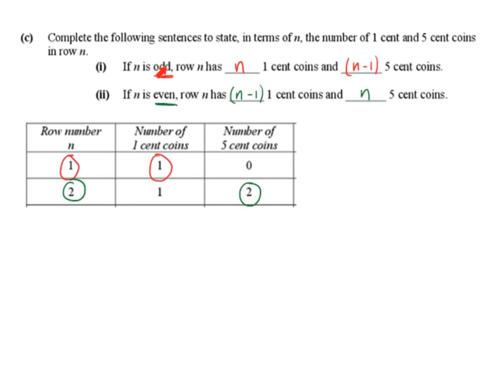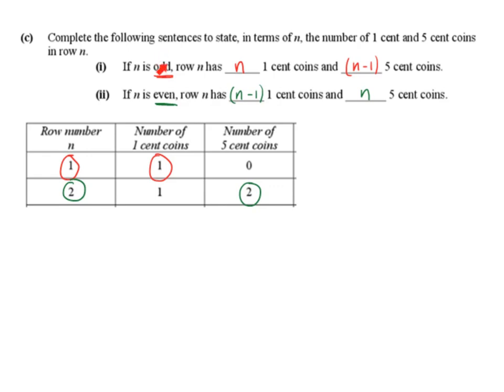So if n is odd, so 1 is an odd number. So if n is odd, then row n has something 1 cent coins. So it has n 1 cent coins. So for row 1, it has 1 1 cent coins. For row 3, it has 3 1 cent coins. For row 5, it has 5 1 cent coins, and so on.